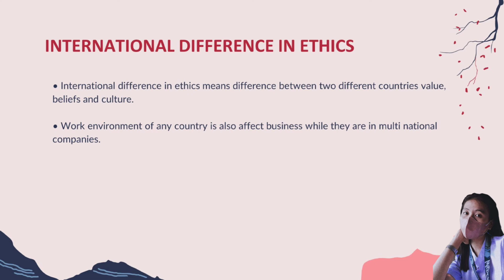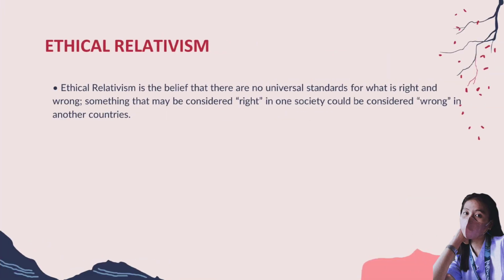So many companies form well-designed codes of conduct to help their employees. Two of the most prominent issues that managers in MNCs operating in foreign countries face are bribery and corruption and worker compensation. Then, ethical relativism. Ethical relativism is a belief that there are no universal standards for what is right and wrong. Something that may be considered right in one society could be considered wrong in another country.